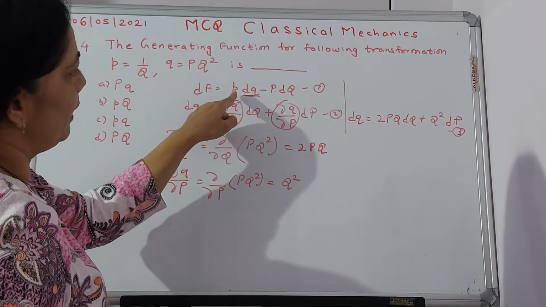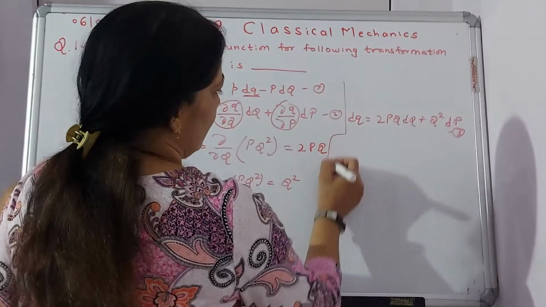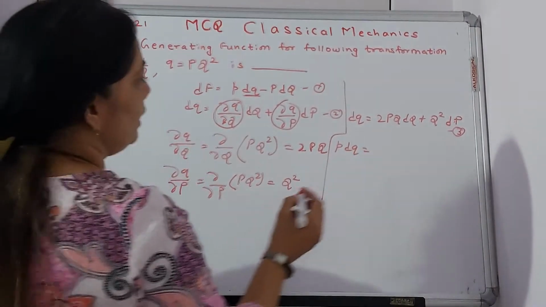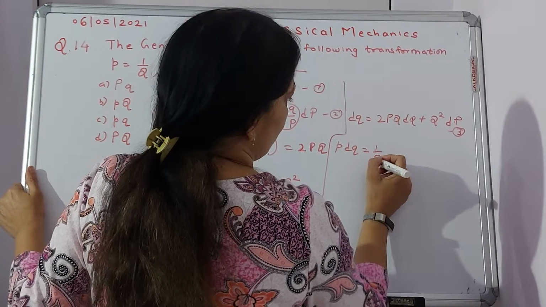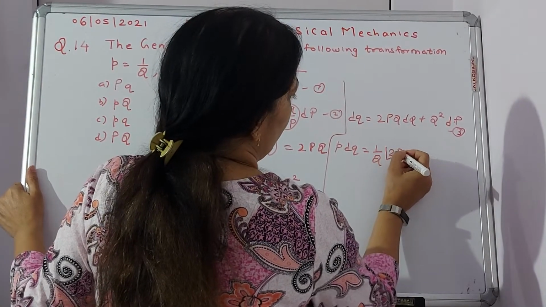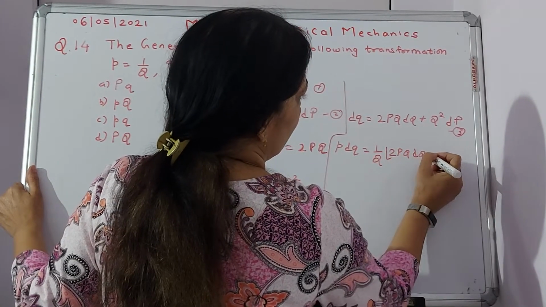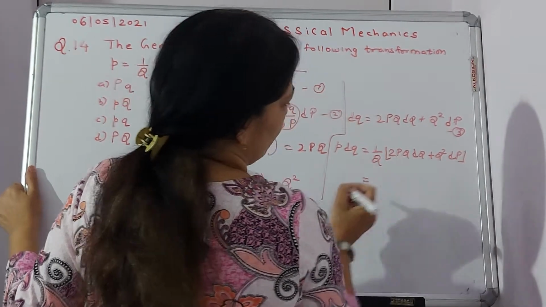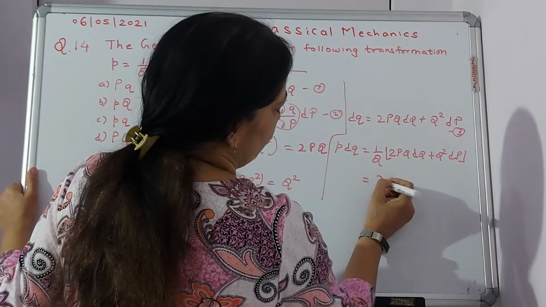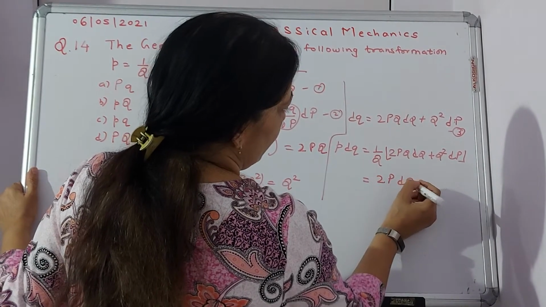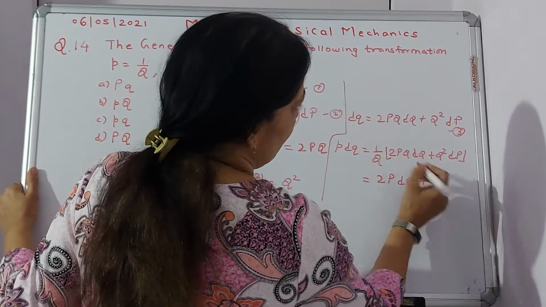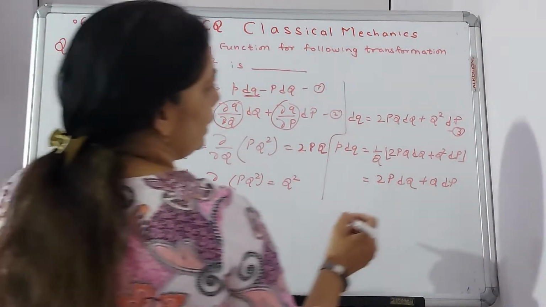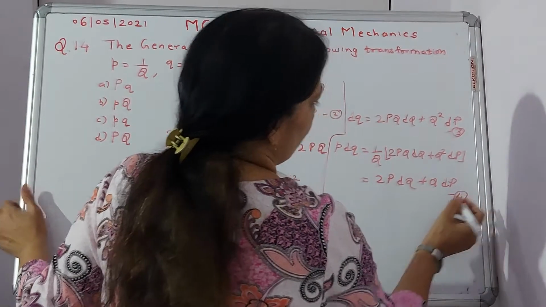Next job is multiply by p. So I can say small p dq. What is my p? 1 by q. So 1 by q times 2pq dq plus q square dp. So if you divide over here, I get only 2p dq, q gets cancelled. Here also 1 gets cancelled. So I have the answer q dp. So this is my equation number 4.